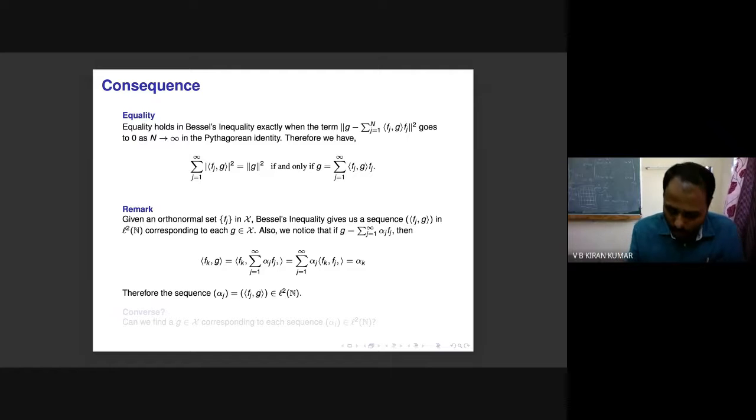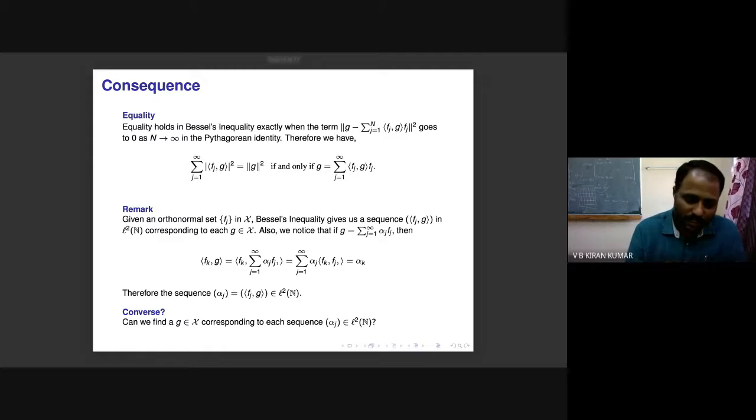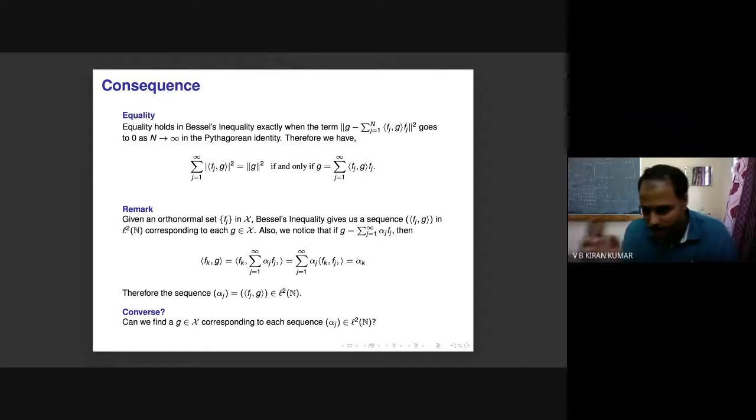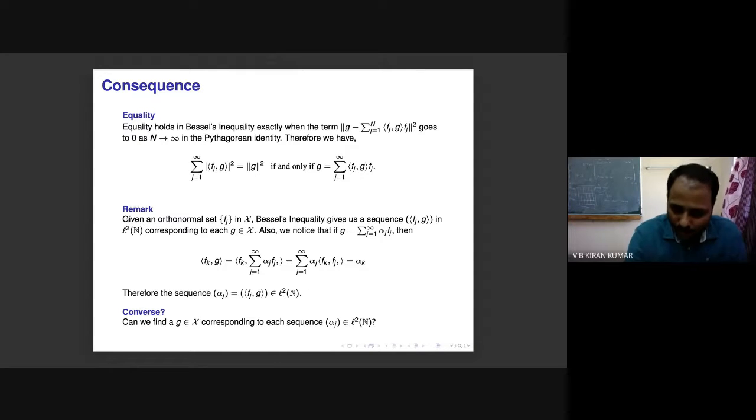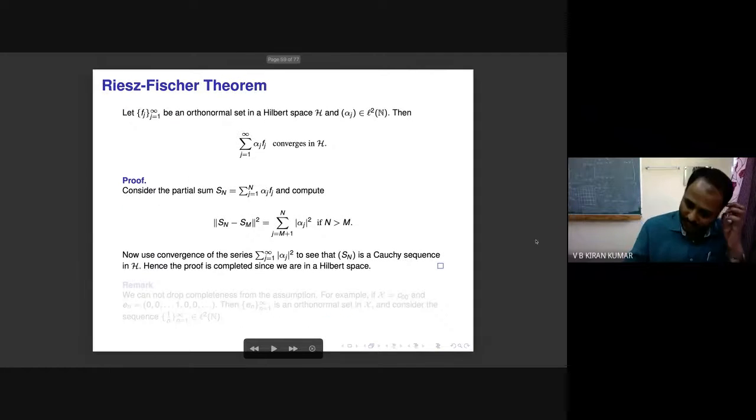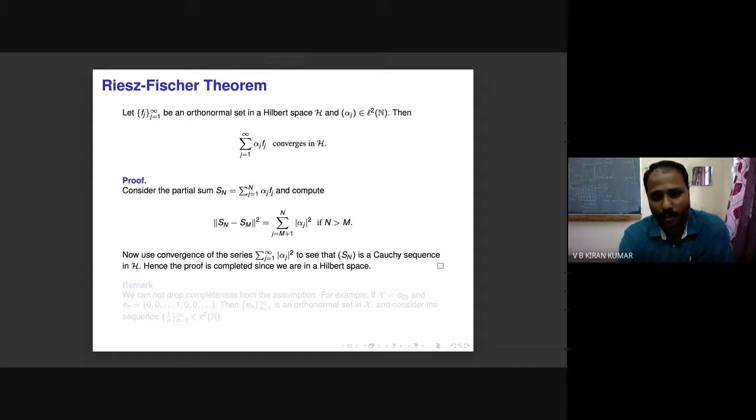So what about the converse? Now my question is about the converse. We have already seen that if you fix an orthonormal set, corresponding to each g you have an alpha j, a sequence in L2n. The question is, you start from an alpha j in L2n. Can you find a g in X? For that, you need completeness. You can't do it in an arbitrary inner product space, you need a complete inner product space.